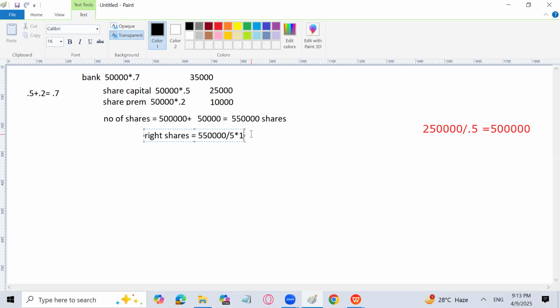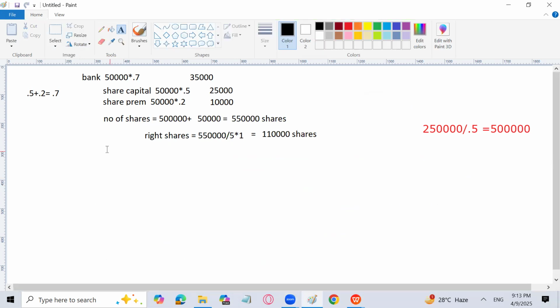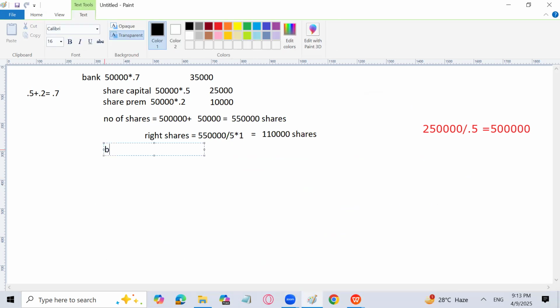So what is the amount going to be? 5 ones are 5 and 5 ones are 5. That is 1,10,000 shares. Now I can pass the entry for the right shares. Always remember that the entry to pass for the normal issuance of shares at a premium will be the same for the right shares. If the right shares are issued at a premium, we'll pass the same entry, because right shares are always normally issued at a premium. So bank is going to be debited.